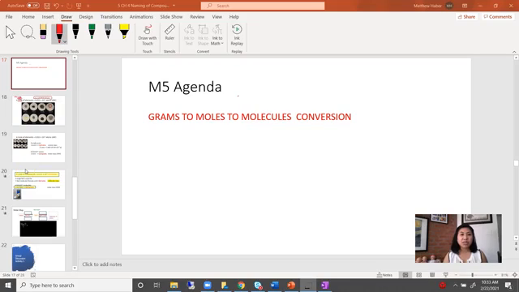Hi class, this week's lecture is about grams to moles to molecule conversion. So if you're given a sample size and its weight, you should be able to calculate how many individual molecules or atoms are present in your sample, and vice versa. If you're given a number of molecules, you should be able to determine how much it would weigh.